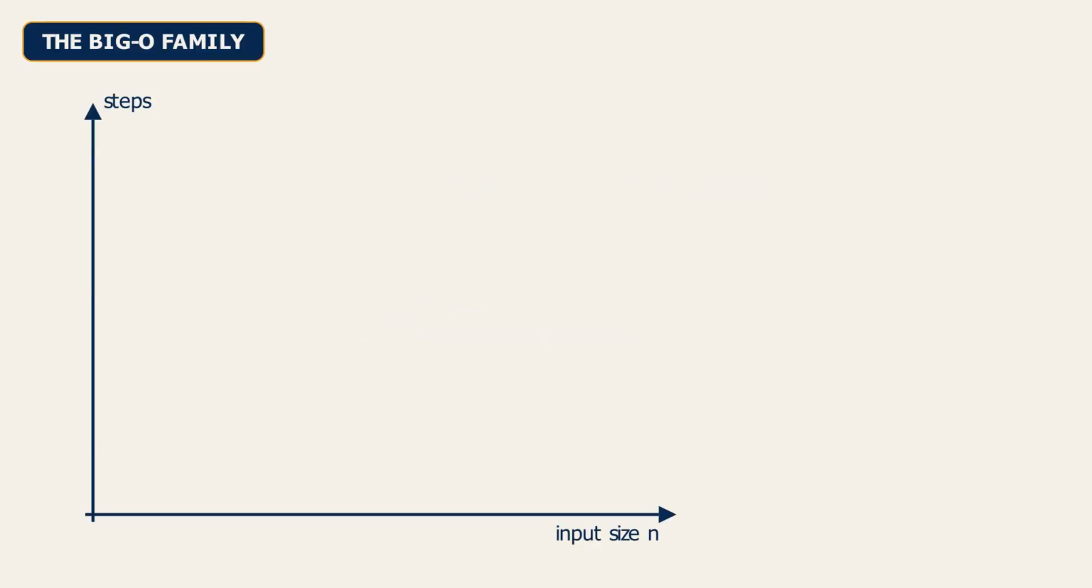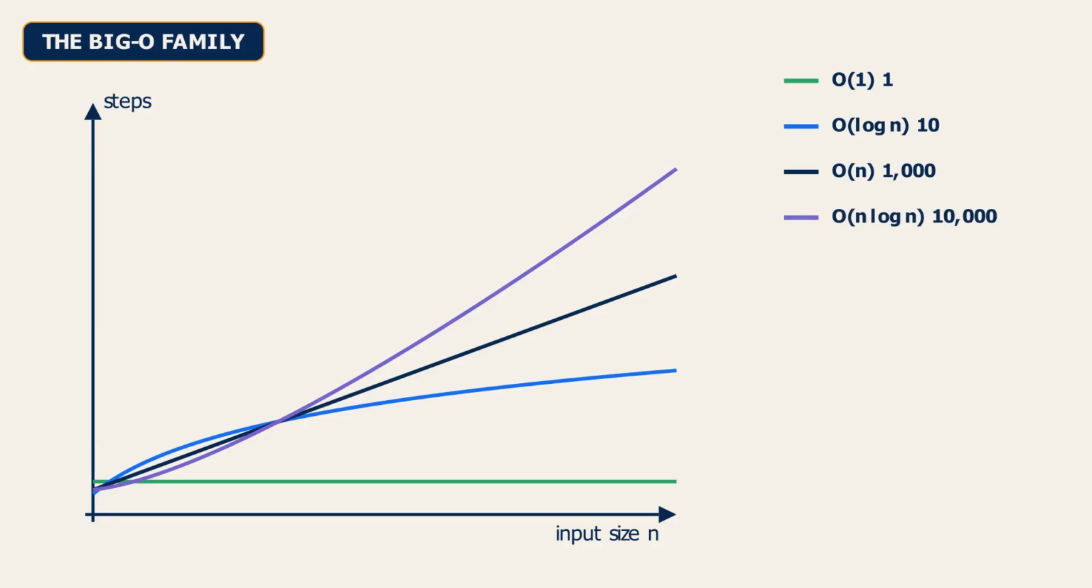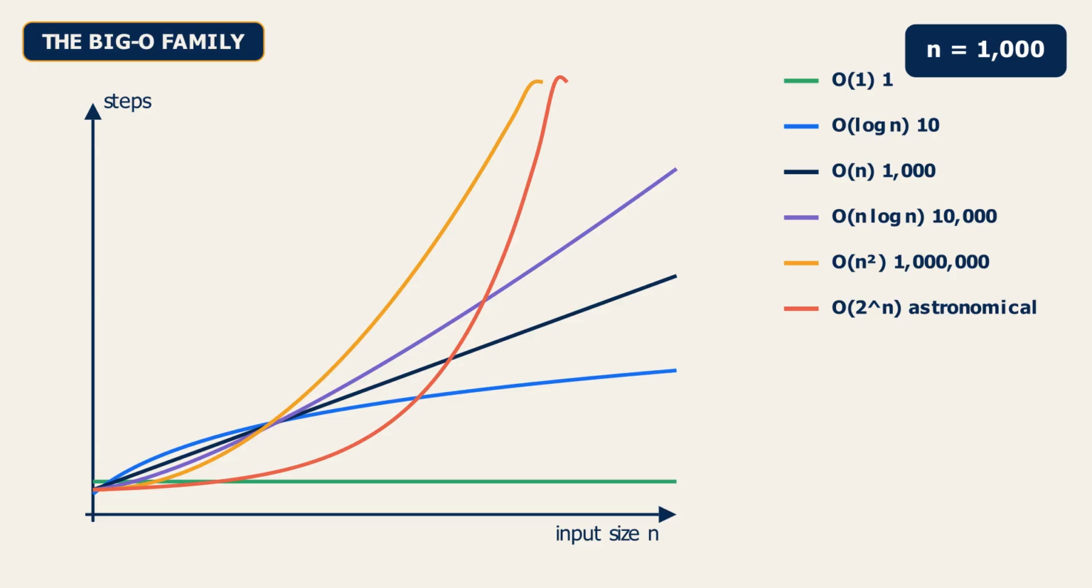Here's the whole family on one chart with real numbers for 1,000 items. O of 1, a single step always, like grabbing an array element by index. O of log n, about 10 steps, halving the problem each time like binary search. O of n, 1,000 steps, 1 look per item. O of n log n, 10,000, the signature of good sorting algorithms. O of n squared, 1,000,000 steps, nested loops over the same data. And O of 2 to the n, at just 1,000 items, more steps than there are atoms in the universe. This chart is 90% of what interviews expect you to know.